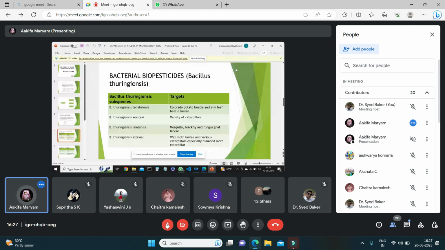So some of the target products and the species involved in bacterial biopesticides. First is Bacillus thuringiensis tenebrionis, which targets Colorado potato beetle and leaf beetle larvae. Next is Bacillus thuringiensis kurstaki, which targets a variety of caterpillars. Next is Bacillus thuringiensis aizawai, which targets mosquito, blackfly, and fungus larvae. Bacillus thuringiensis israelensis targets wax moth larvae and various caterpillars, especially diamondback moth caterpillar.